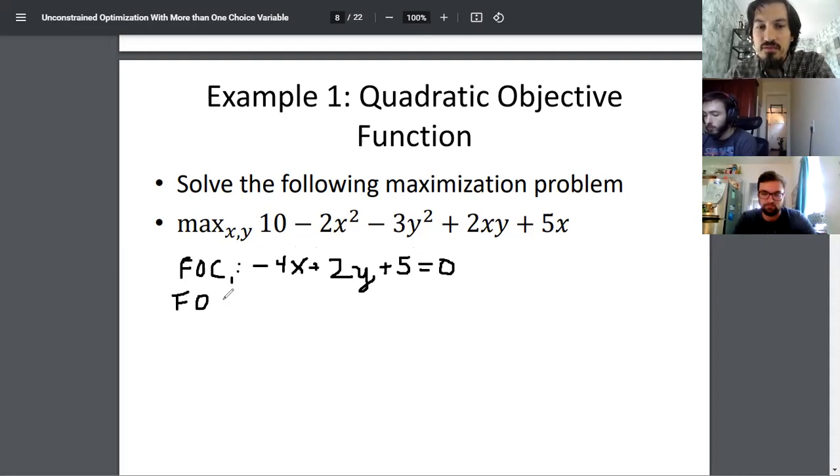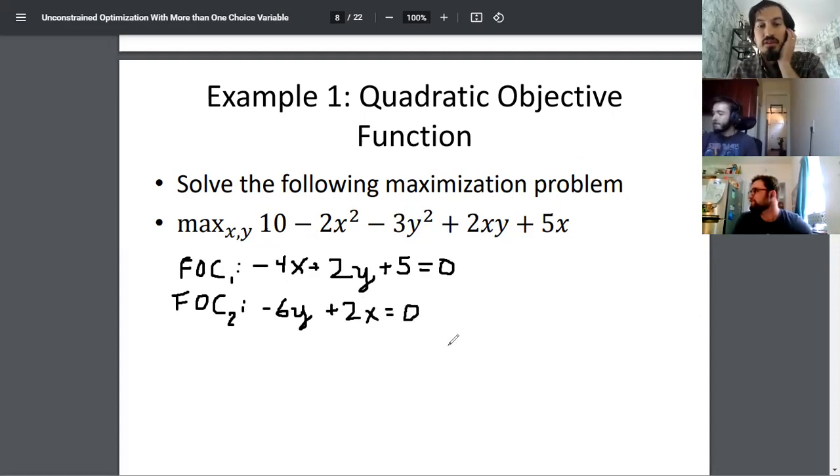By the way, does anybody have any questions of where that comes from? It's just the partial derivative of the objective function with respect to x equals 0. That's where it comes from, and it is correct. So maybe FOC2 won't be so hard. It's just the partial derivative, but now with respect to y, and that is negative 6y, correct? Plus 2x equals 0. Thank you. No one gave that to me, but assuming you could have got that.